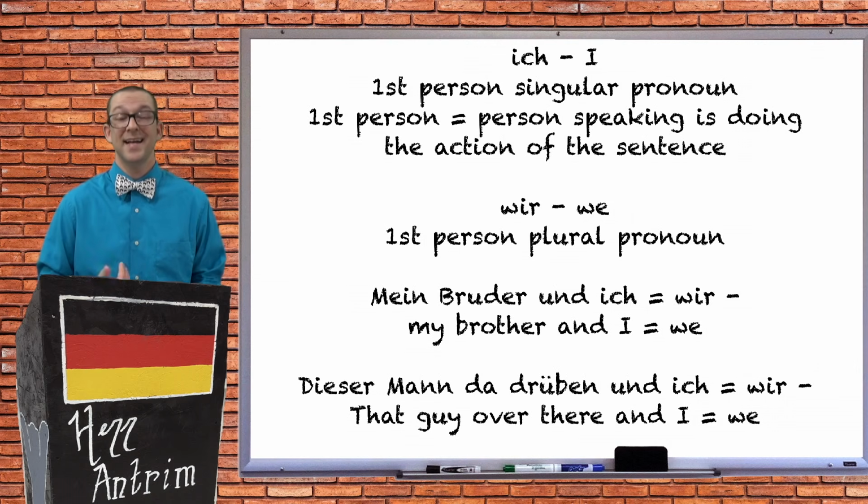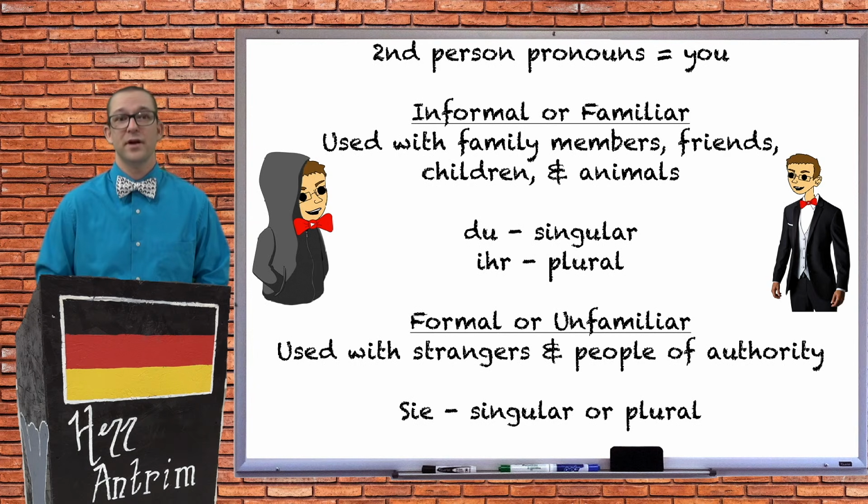That guy over there and I. Wir. You get the idea. There are 3 second-person pronouns in German. All of these translate as you in English.